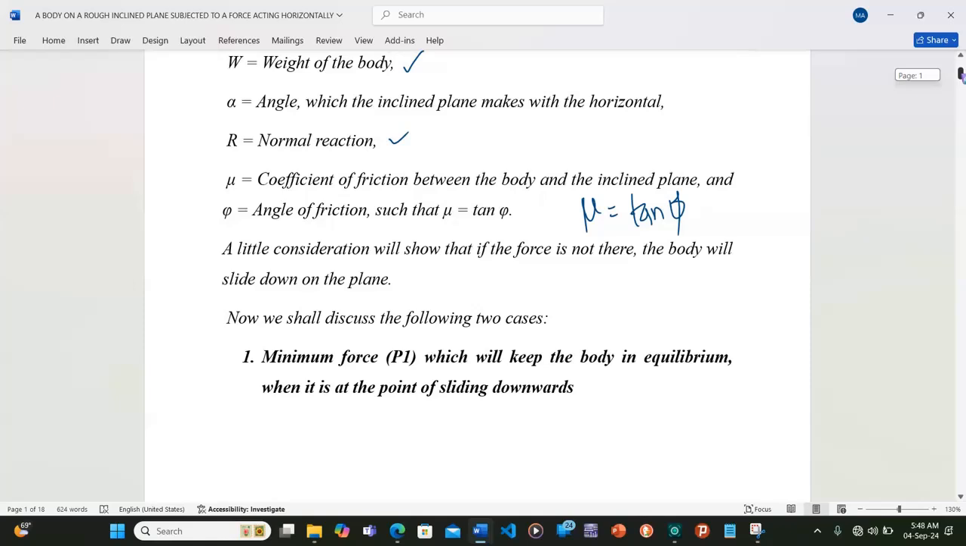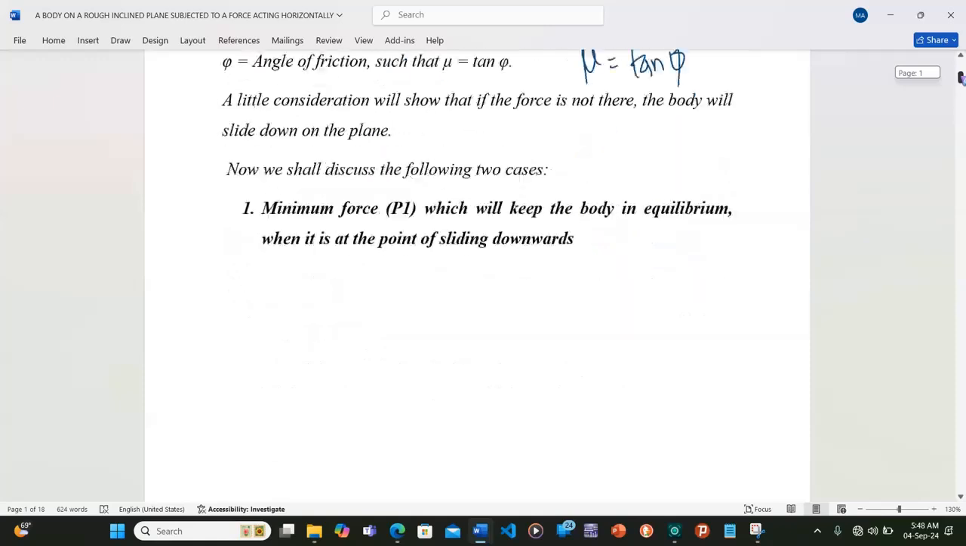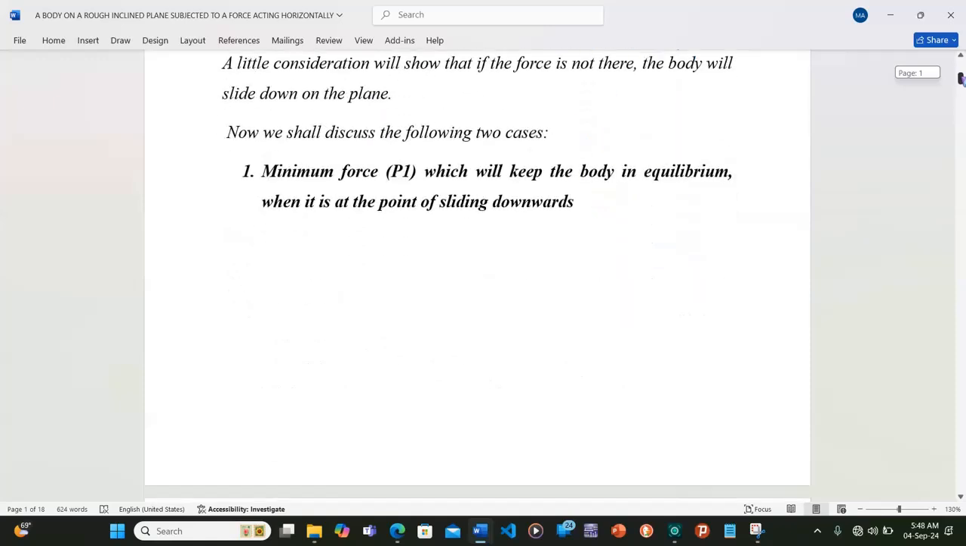Another one will be the maximum force that will keep the body, or the system, in equilibrium when this body is at a point of sliding upwards on the plane. That will be our scenario number 2. So scenario 1 is saying a minimum force, we are calling it P1, which will keep the body in equilibrium when it is at a point of sliding downwards.